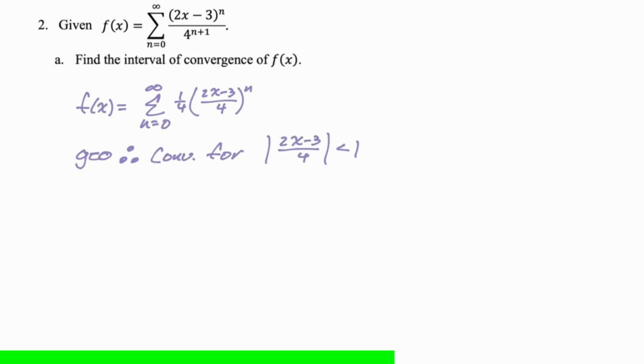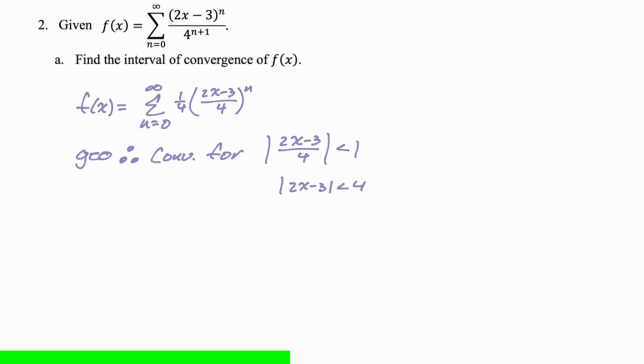So the thing to the nth power, 2x minus 3 over 4, the absolute value of that is less than 1. So geometric will always converge for the absolute value of r less than 1. Now we've got to solve this. So I'm going to multiply both sides by 4. Get absolute value of 2x minus 3 is less than 4.